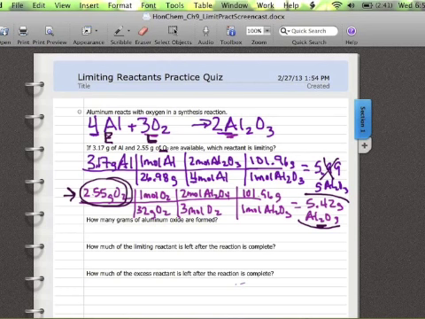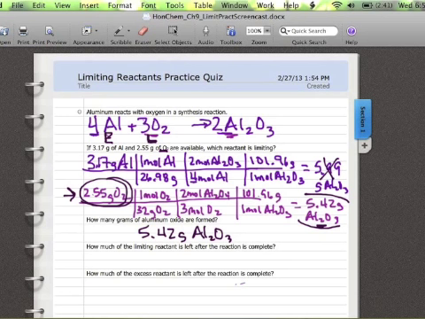Then if I look at my next problem here, how many grams of aluminum oxide are formed? All I have to look at is what I just calculated. What I just found out in my previous problem is I could make 5.42 grams of aluminum oxide. So that problem was already done for me. My next step then is I want to know how much of the limiting reactant is left over. For this one, by definition, limiting means it's going to run out. So when the reaction stops, there are 0 grams of limiting reactant remaining. So it doesn't matter what the limiting reactant is.